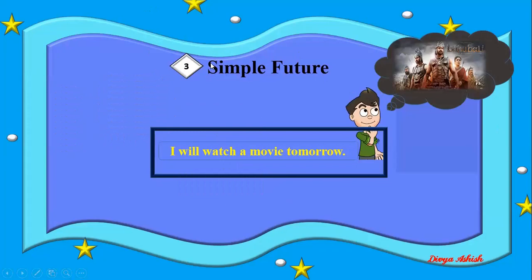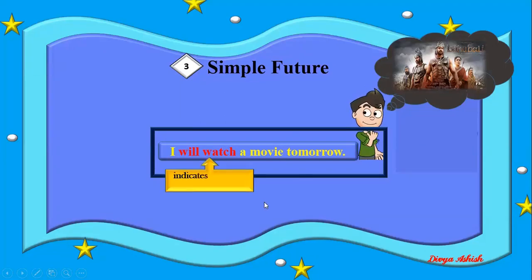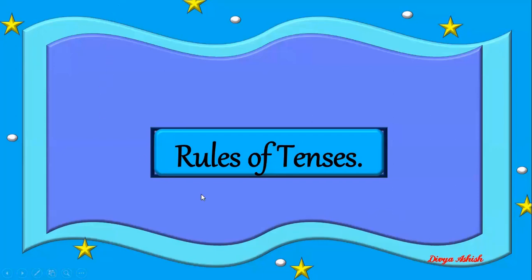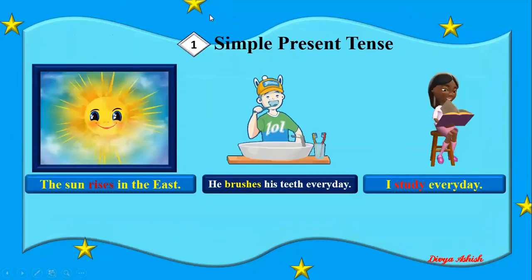Simple future is the third verb tense. Here, the boy says, I will watch a movie tomorrow. In this sentence, the verbs will watch indicate an action that will happen tomorrow or in the future. So the verb here is in future tense. Now, let's go into the rules of tenses by looking into a few more examples.